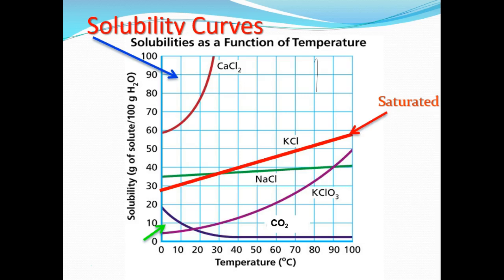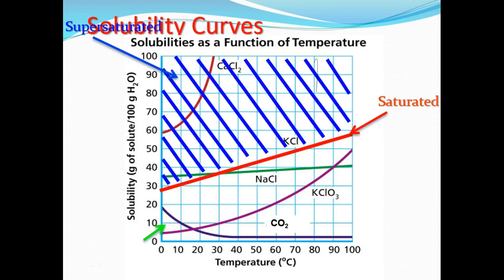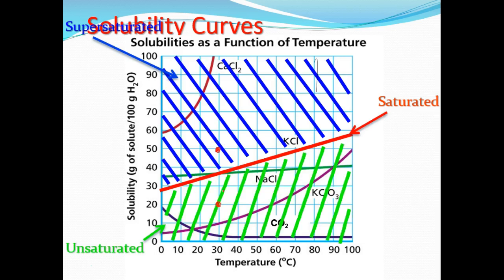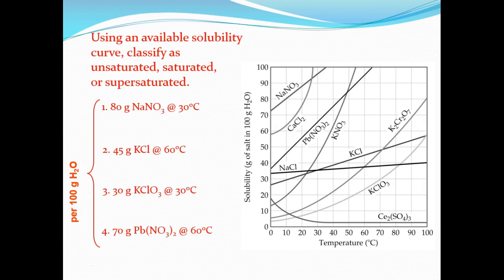If anything falls above the line, a dot, let's say I'm at 30 degrees and I'm at 50 grams right here, then now I'm above the line and it's supersaturated. But if I'm at 30 degrees Celsius and 20 grams, now I'm below the line and I'm unsaturated, okay? So let's take a look at this.